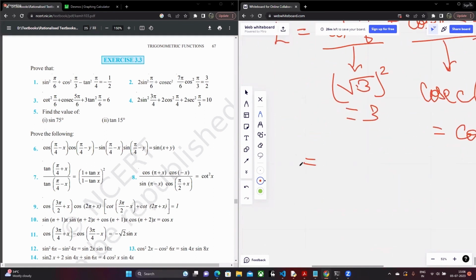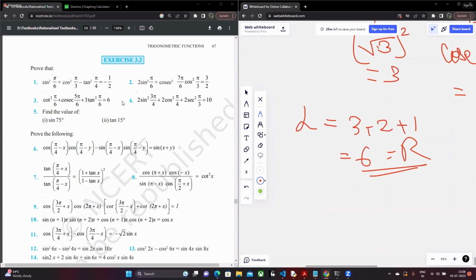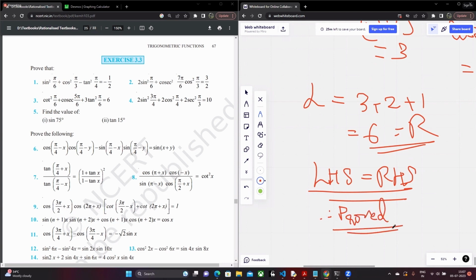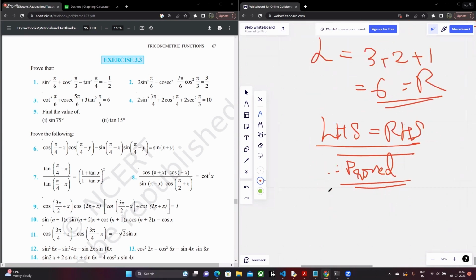Therefore, the LHS is going to be 3 plus 2 plus 1, which is equal to 6, which is equal to the RHS, right, because on the right hand side you have 6. Therefore, you state that LHS is equal to RHS. Thus, you have the statement. Right. That concludes the third question.